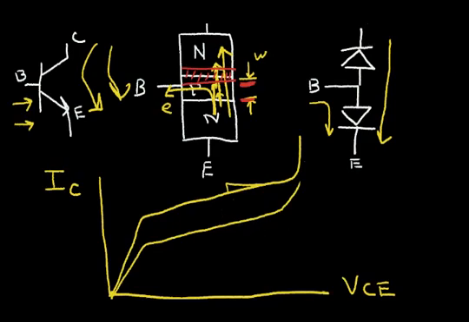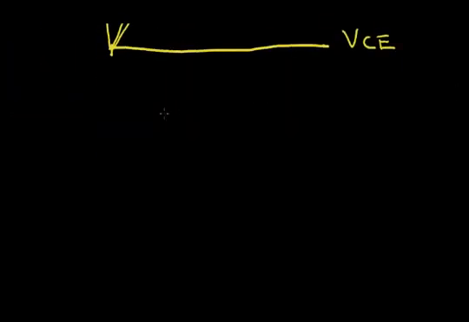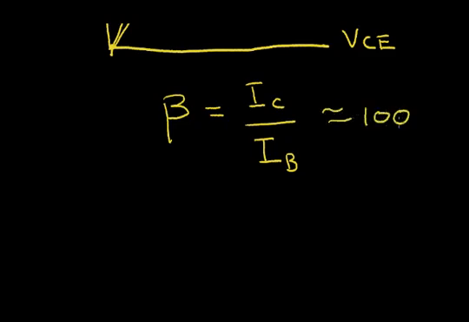So there's an important parameter for this NPN transistor, and that's called beta. Beta is defined as the collector current divided by the base current. So it's a measure of the current gain that the transistor can produce. And a typical value could be 100 or so. Let's do a very simple circuit design to illustrate how we can use this NPN transistor.